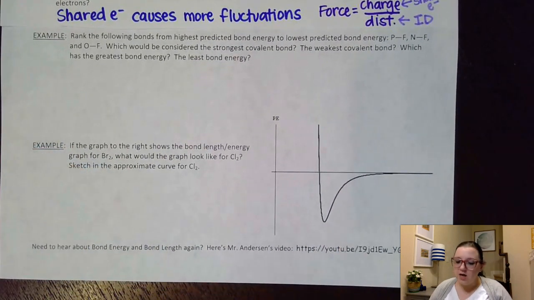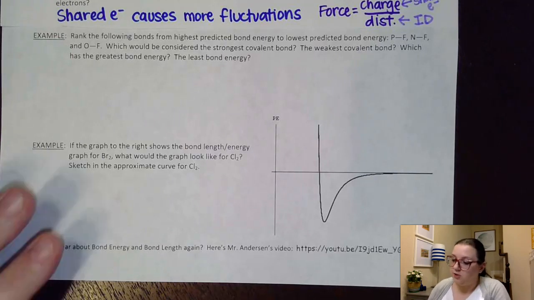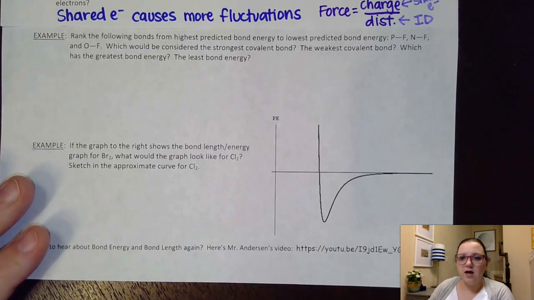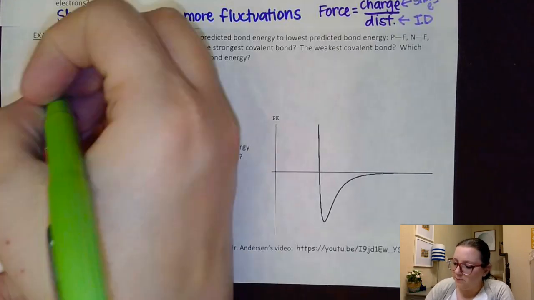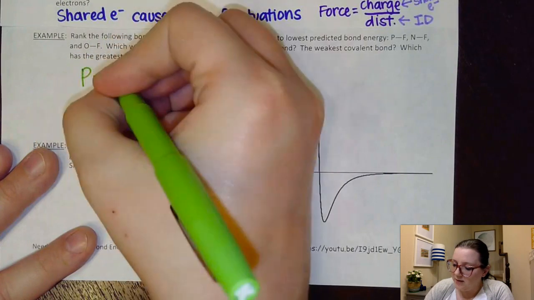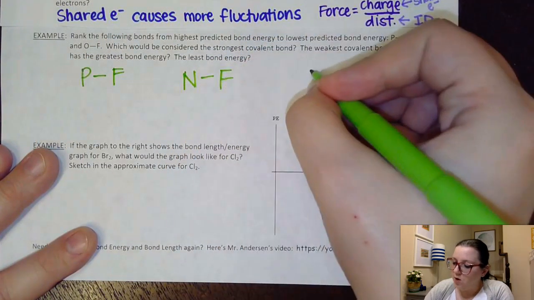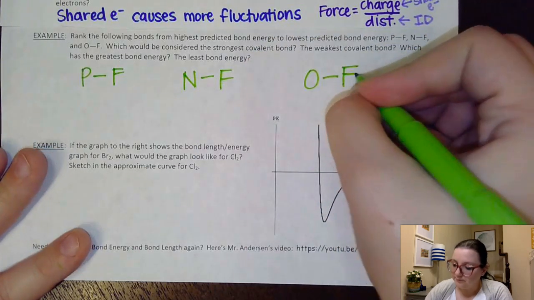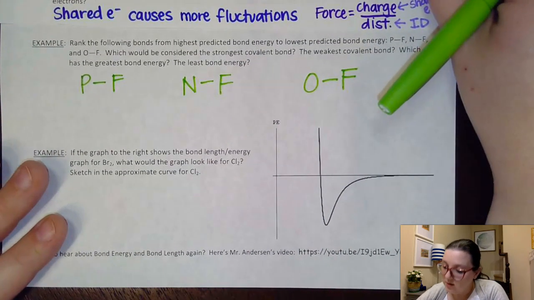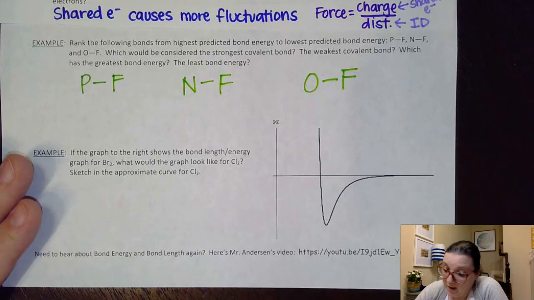So the next one says, rank the following bonds from highest predicted bond energy to lowest predicted bond energy. So first, I'm just going to write these out and go from there. So I'm going to have P bonded to F. We're going to have N bonded to F, and we're going to have O bonded to F. And it says, again, rank from highest predicted bond energy to lowest predicted bond energy.